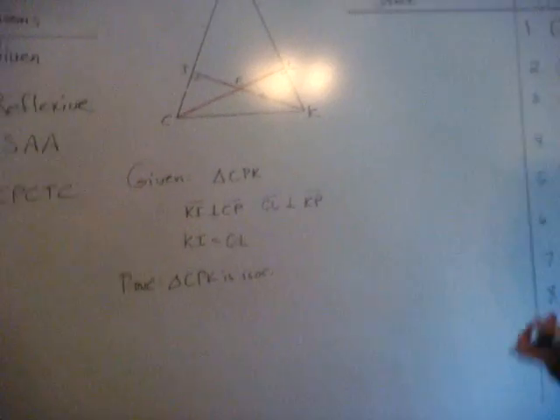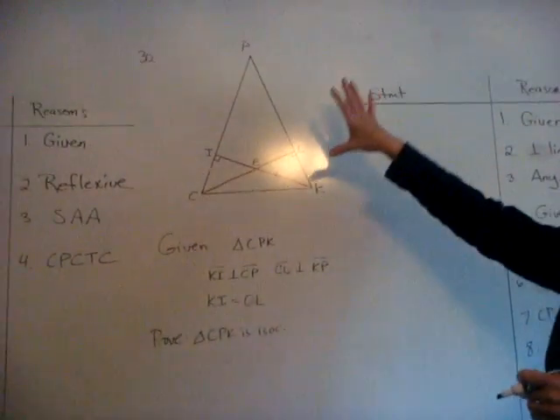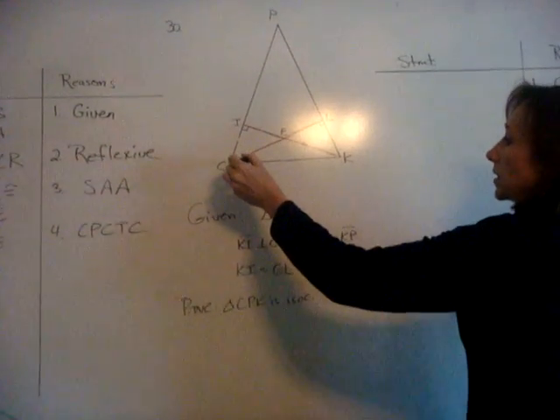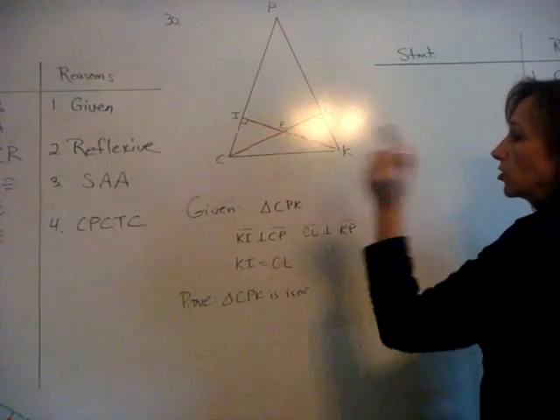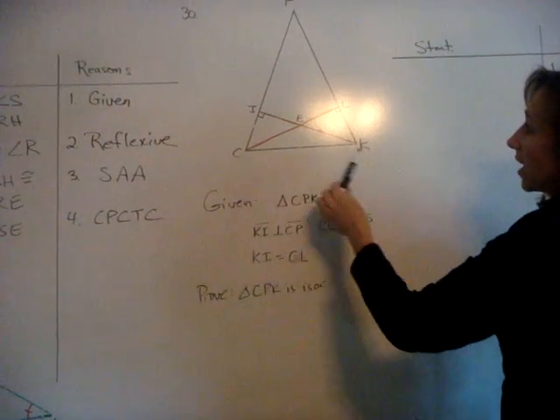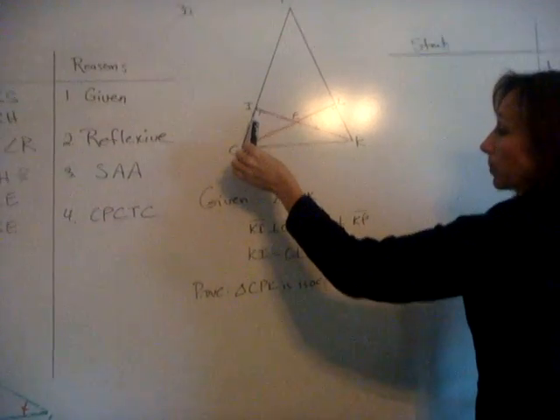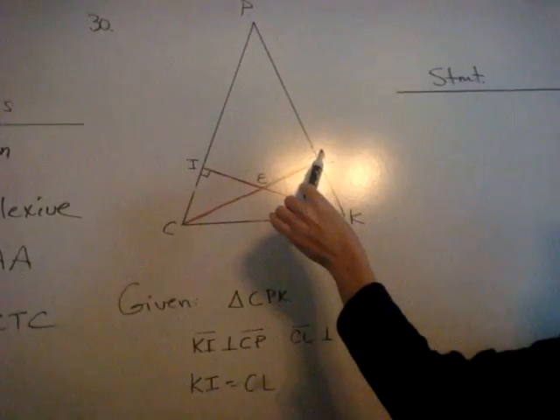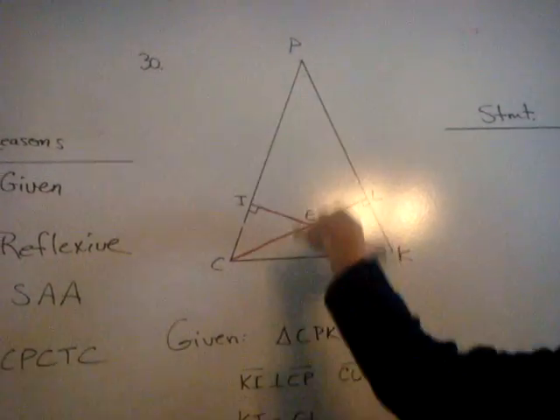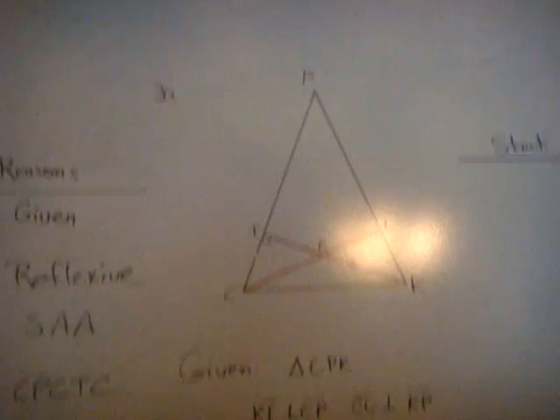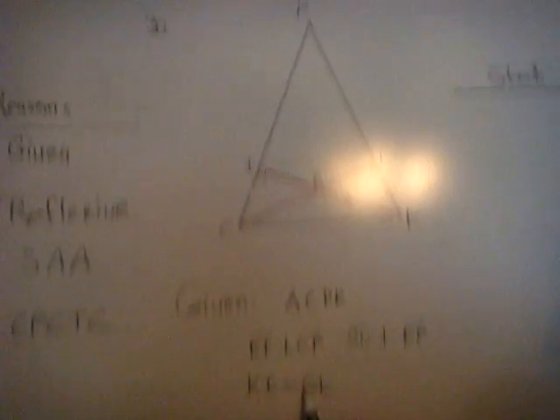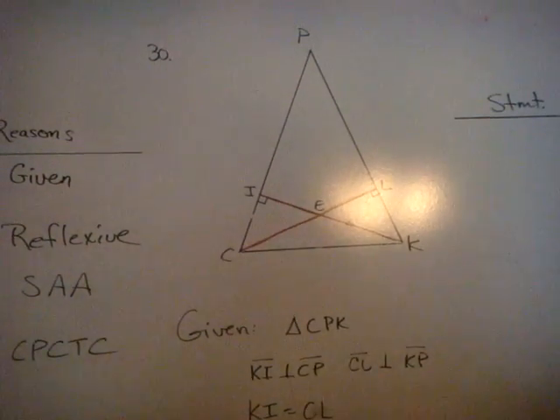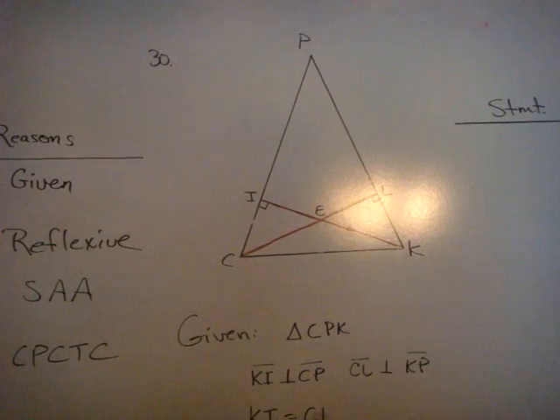It's still really easy. So this one, we have this wild triangle here. We are given triangle CPK. We're given that's a triangle. And then we're given that KI, this segment, is perpendicular to CP. And we're given that segment CL is perpendicular to KP. And we're also given that KI is equal to CL. KI, CL. I just put it in red to mark that they're congruent. Now, can you see the overlapping triangles in there?